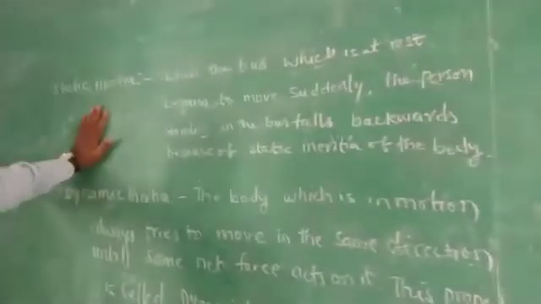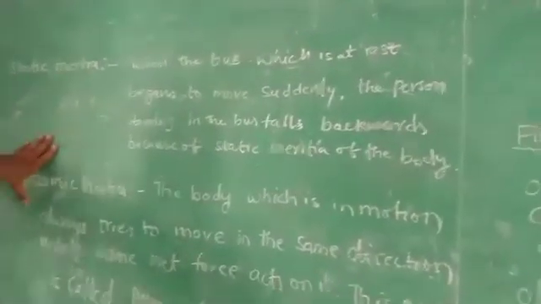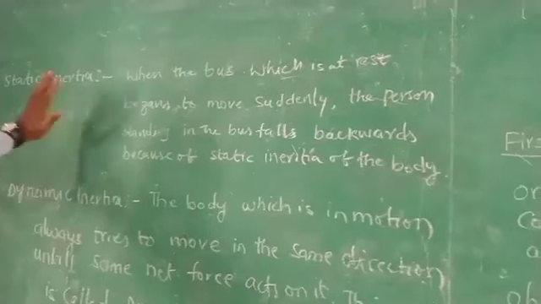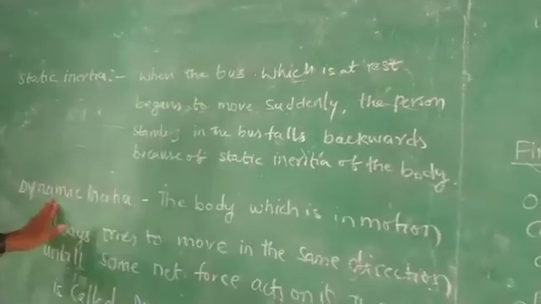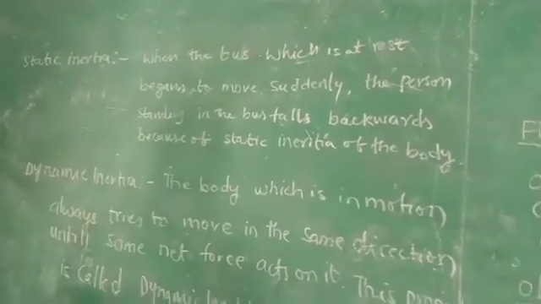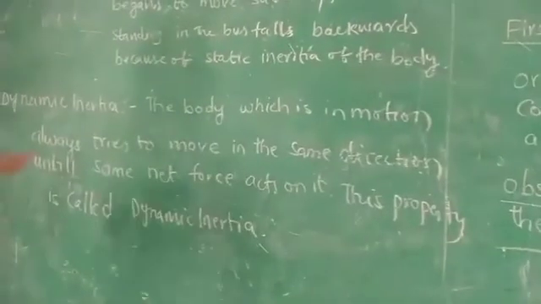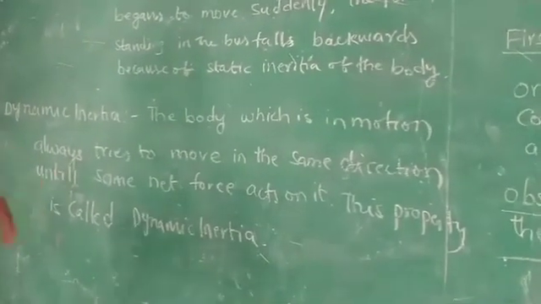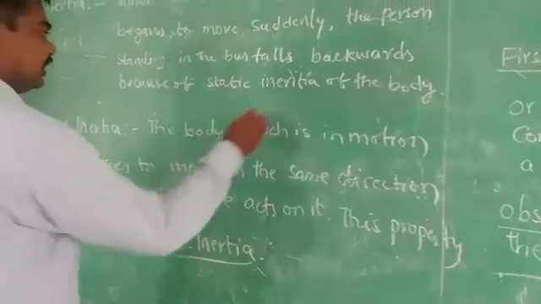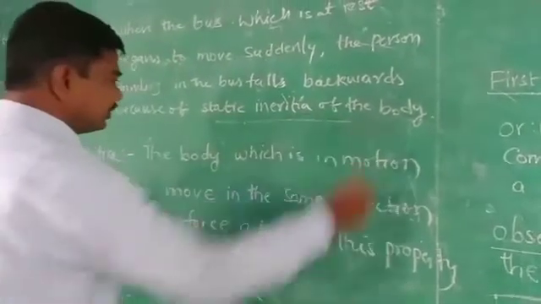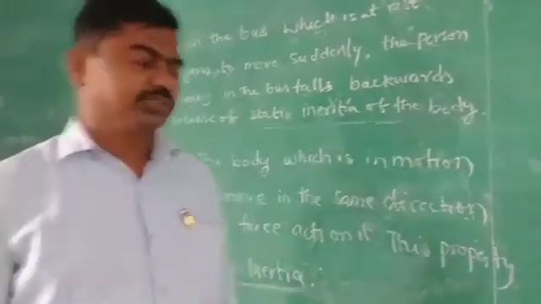Inertia is of two types: static inertia and dynamic inertia. We took the example of a bus. Whenever you are starting from rest, it is static inertia. Whenever the bus is moving in a direction, that inertia is called dynamic inertia. That is dynamic inertia and static inertia; we have seen this in today's class.